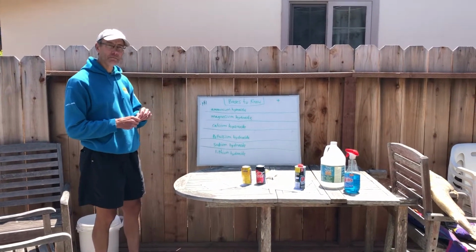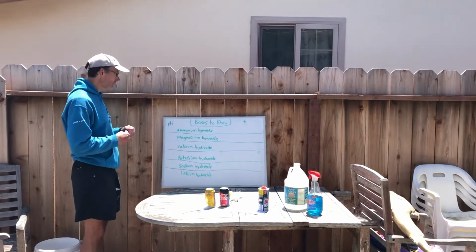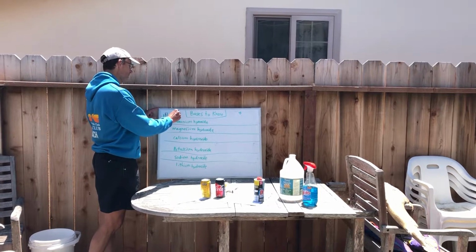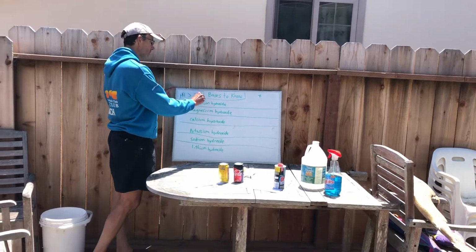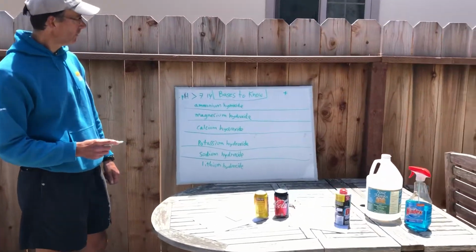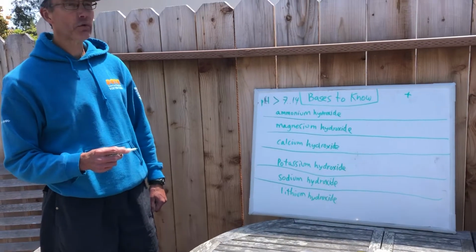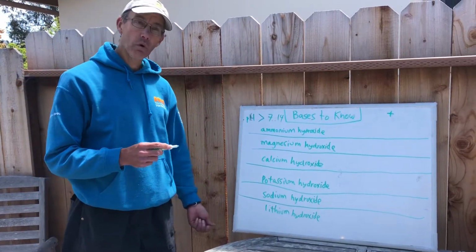And just remember, a base is usually a liquid that has a pH that is greater than 7, all the way up to 14. So something that has a pH from 7 to 14. Actually, if it was 7, it would be neutral, and that would be water.